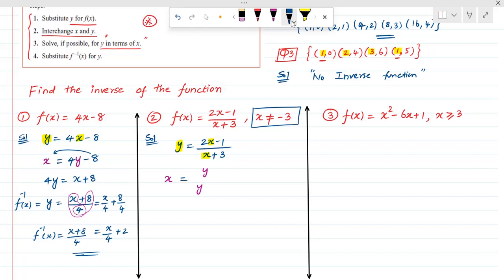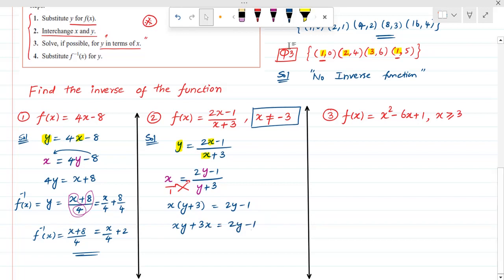What is that? (2x − 1)/(y + 3). Now you have to simplify. How will you simplify? This is over 1. Cross multiply. You will get x(y + 3) = 1 times (2y − 1). Then multiply inside: xy + 3x = 2y − 1.